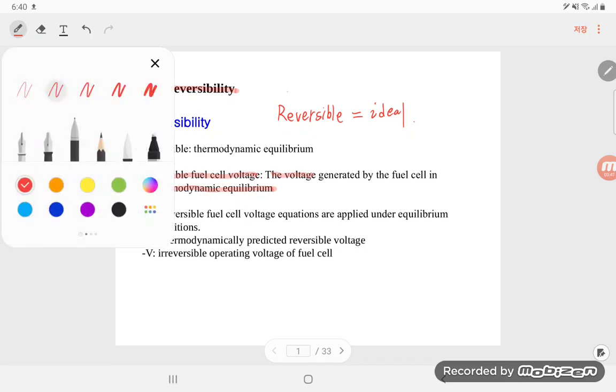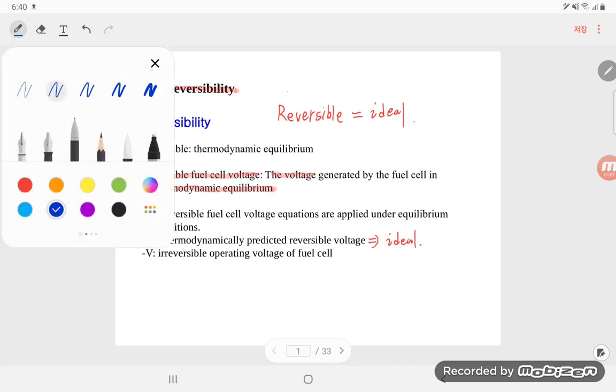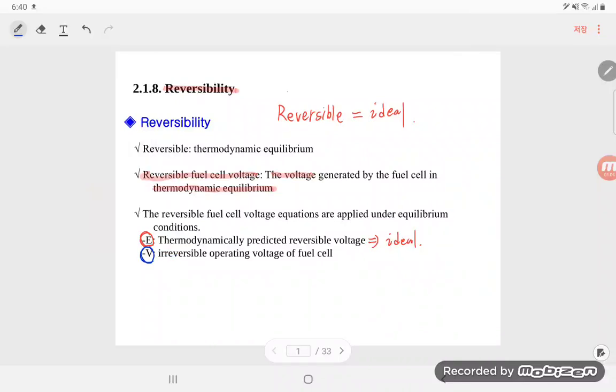So from now on, we will denote E as the thermodynamically reversible voltage, which means E is the ideal voltage, and V is the operating voltage, which is irreversible. Okay, so irreversible is the same word as real. So V is the real voltage, and E means the ideal voltage.